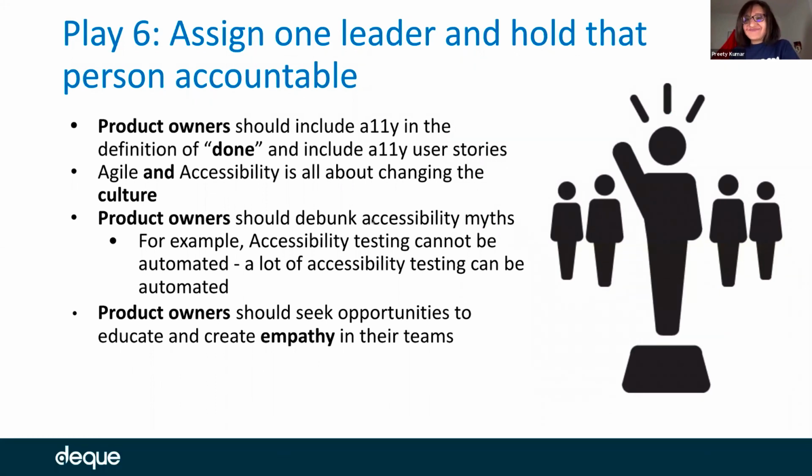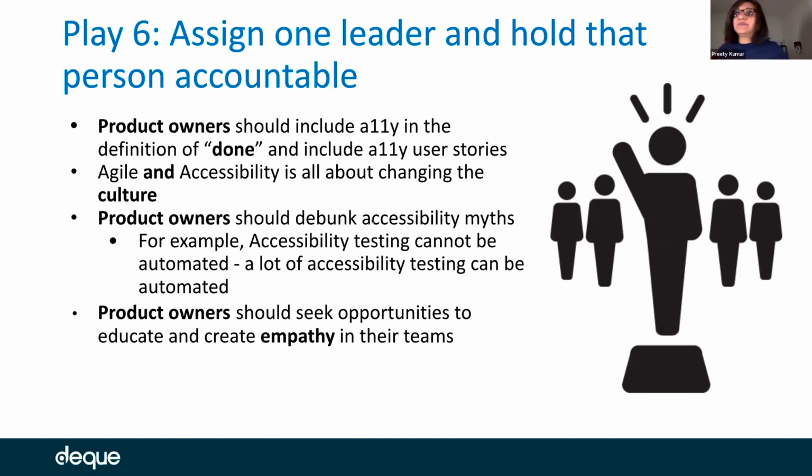Play 6. I'm skipping play 5. Remember, I'm not a FAR person. I know nothing about the federal acquisition regulations or how to help. So, assign one leader and hold that person accountable. I thought of skipping it. I cut it out, but then I reinserted it.